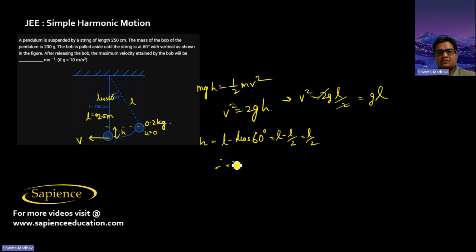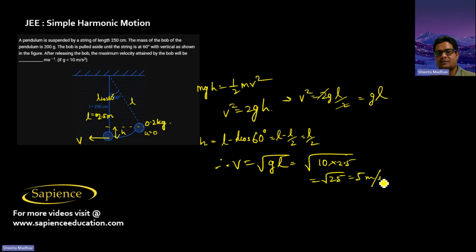So therefore, the maximum velocity attained v will be equal to root gL. Root over g, that is 10, 10 into L, that is 2.5. So that is root over 25. So that is 5 meter per second. So 5 is the answer.